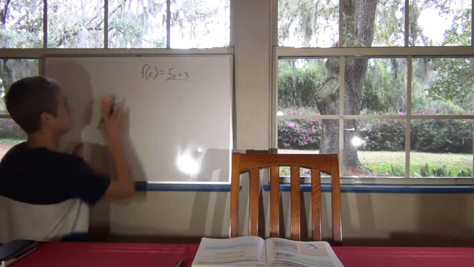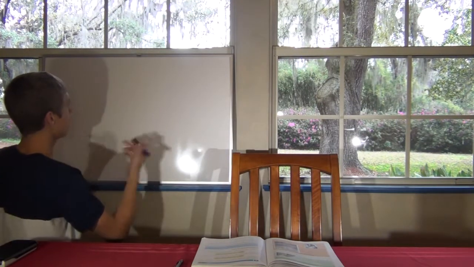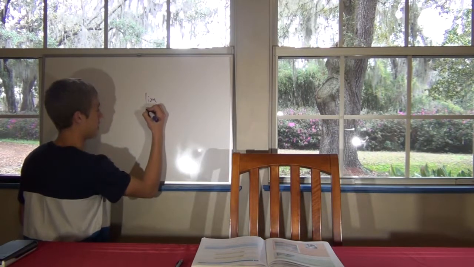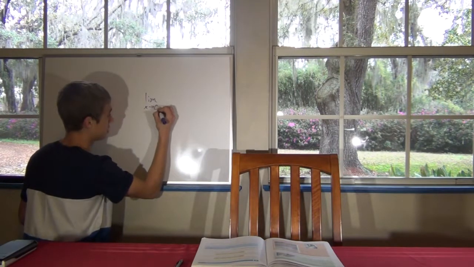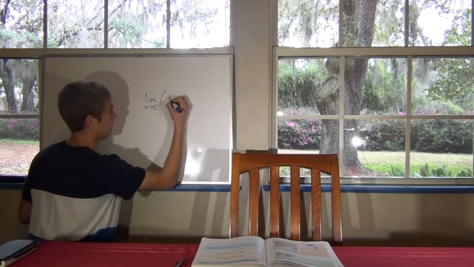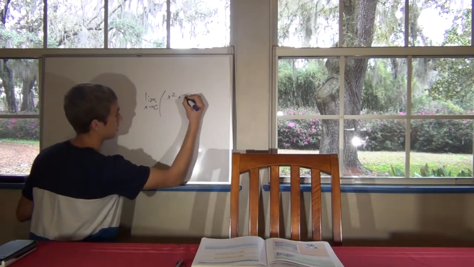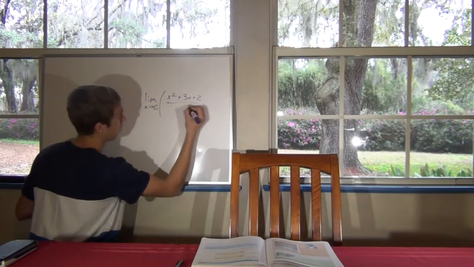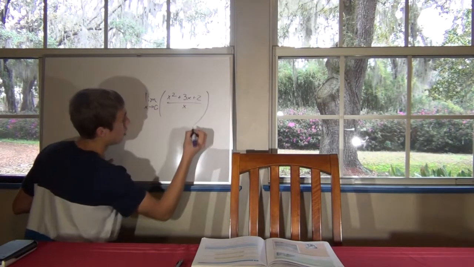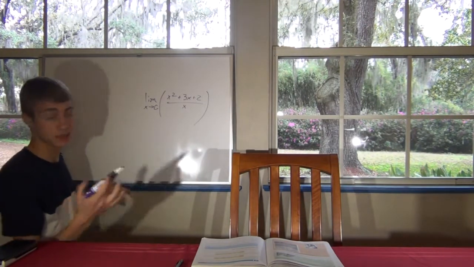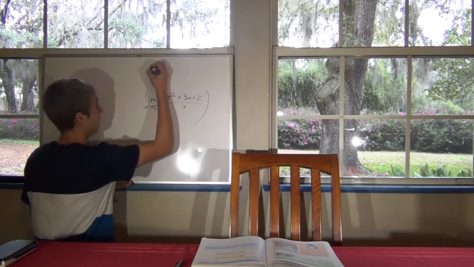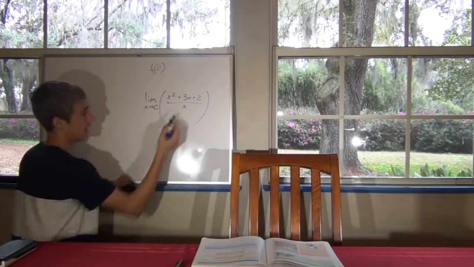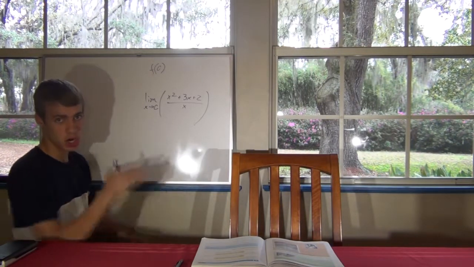Take this for example. If we're going to be doing the limit as x approaches 0 of the function x squared plus 3x plus 2 over x, what's wrong if I just do f of 0? If I put that 0 in and say, okay, we can do this, just say f of 0, what's going to happen is I'm going to get a 0 in my denominator.